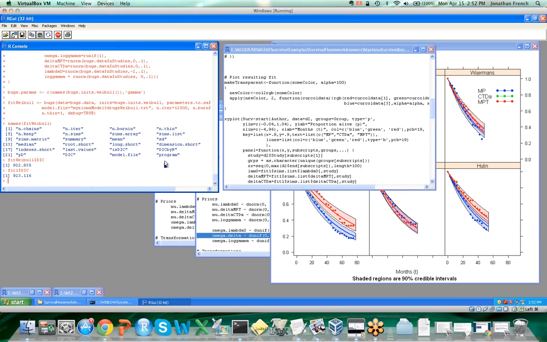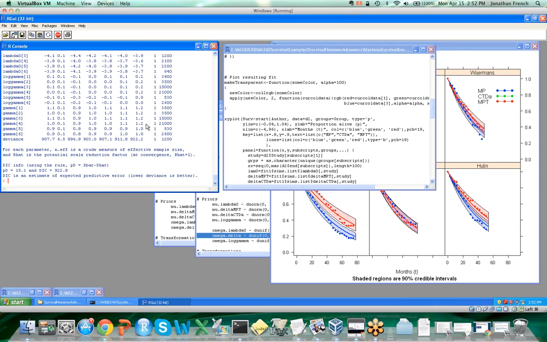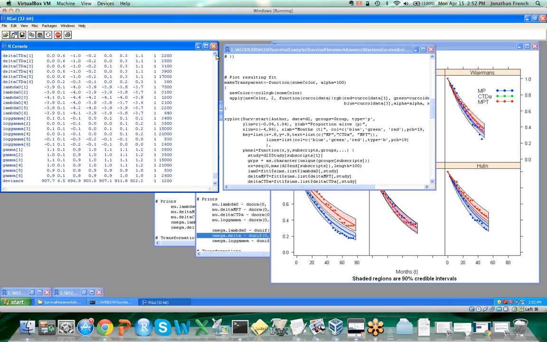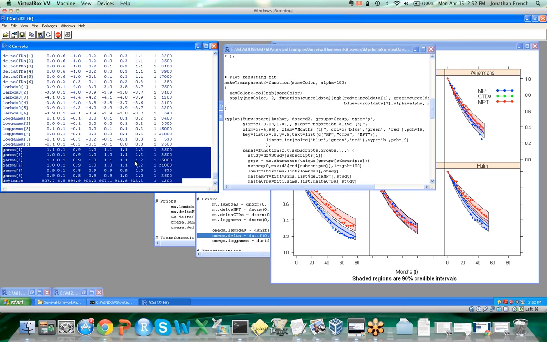And in fact, if we look at a summary of the parameters in our model, I monitor these gammas. We can see that the posterior median for most of the gammas is very close to 1. There's some around 0.9 and some around 1.1, but there's very little deviance, no clear deviance from 1, where 1 is our exponential model.